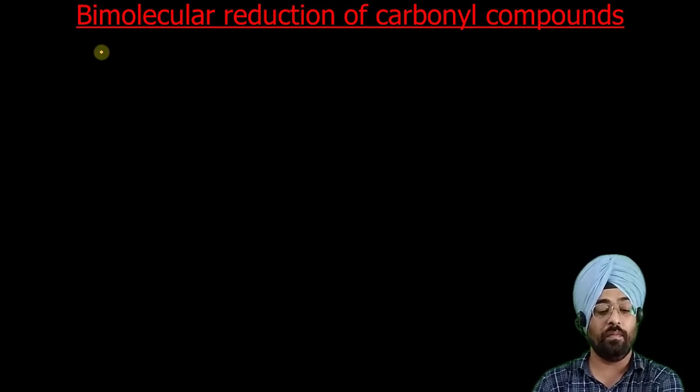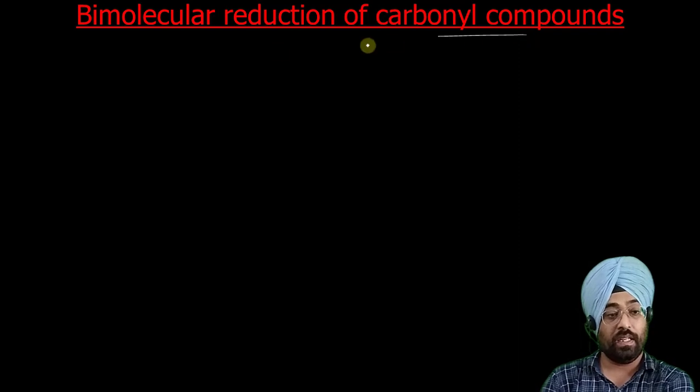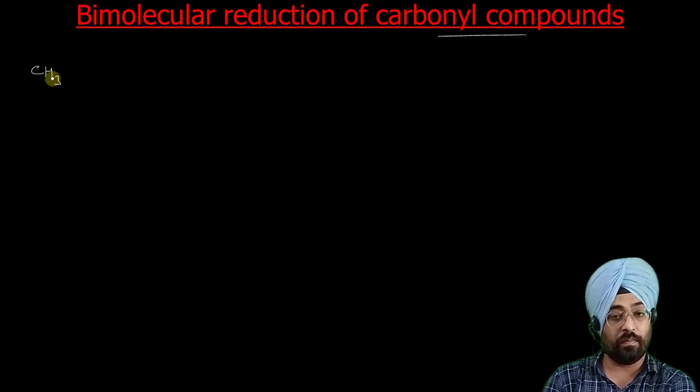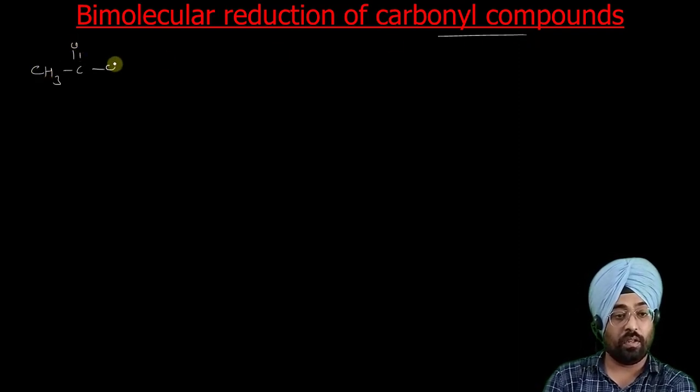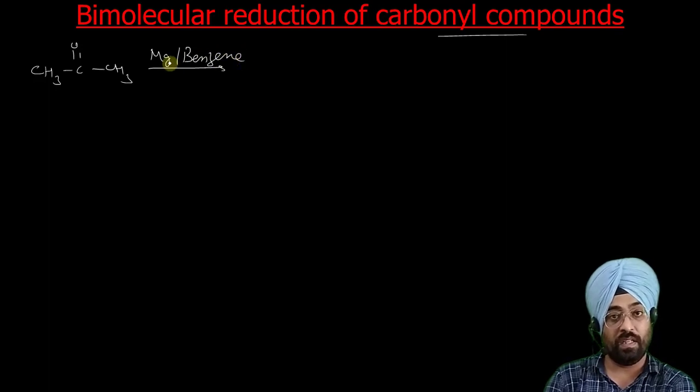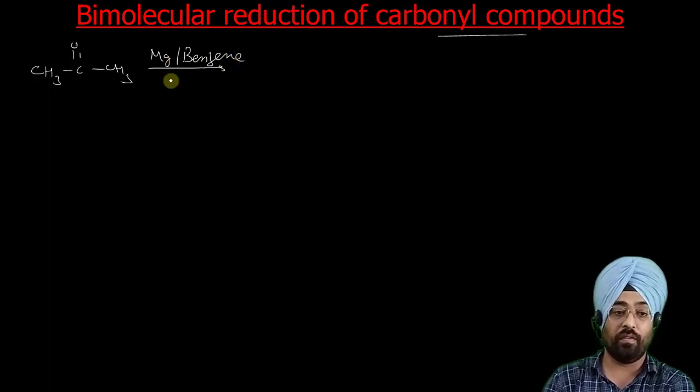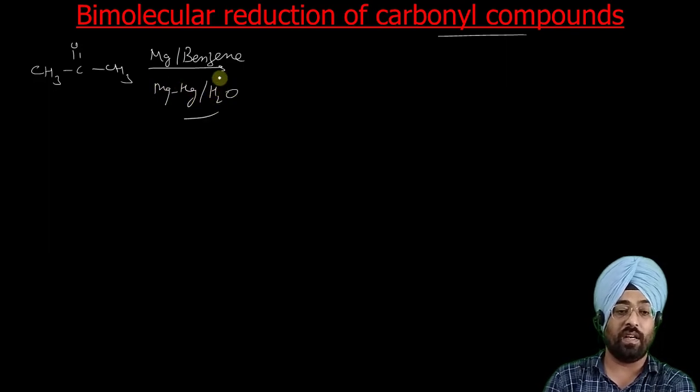The next reaction is the bimolecular reduction of carbonyl compounds. That is also a very easy reaction. Suppose we have some acetone. Now we add magnesium in benzene, that is, magnesium in some inert solvent. We can't use water because magnesium reacts violently with water. Or we can use magnesium mercury amalgam, and then we can use water, either this or this.